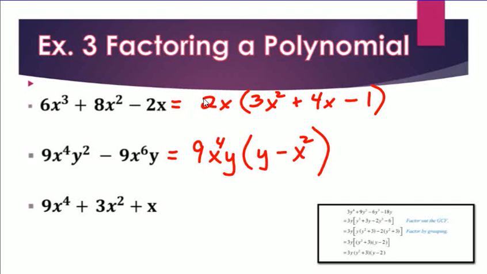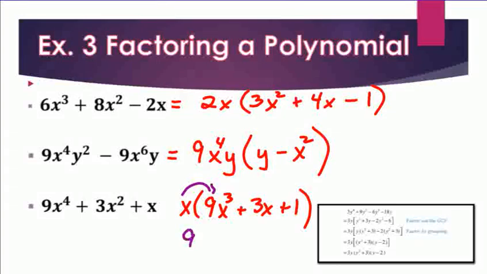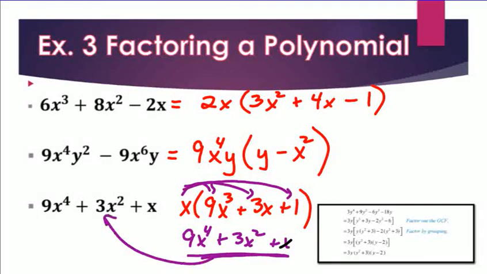And the last one, 9, 3, and 1, greatest common factor is 1. The most x's I can take out is just 1x. So that leaves me with 9x to the third plus 3x plus 1. We can always check our answer too by just multiplying everything on inside. So x times 9x to the third is 9x to the fourth. X times 3x is 3x squared. And x times 1 is just plus x. And this is what we had over here. So that's just a quick way of checking your answer when you're dividing out the greatest common factor.